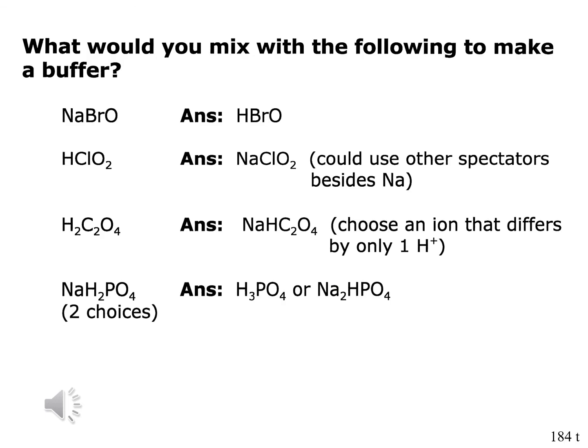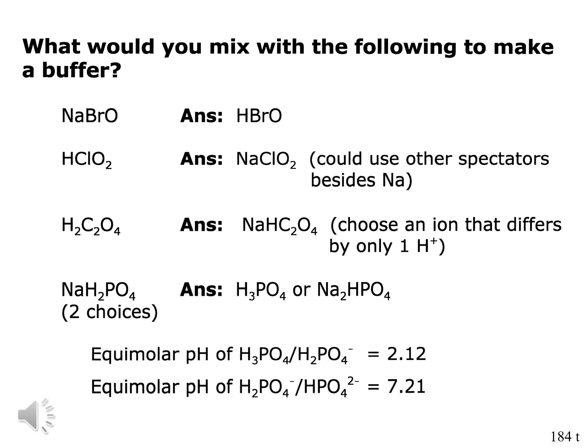So in order to make a buffer, you could either add an H and get H3PO4, or you could take an H away and replace it with a sodium and get Na2HPO4. But depending on which one of those you make, it will give you a very different pH. One of the very common solutions that's used for biological applications is what's called phosphate buffered saline, that has sodium chloride in it also for osmotic purposes.